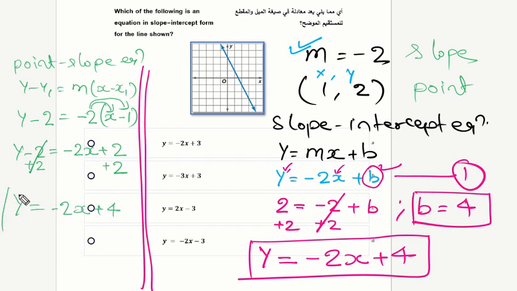So you see that we get the same answer, whether I use this method or that method. Okay, so that's it for this question. Let's move on to the next one.